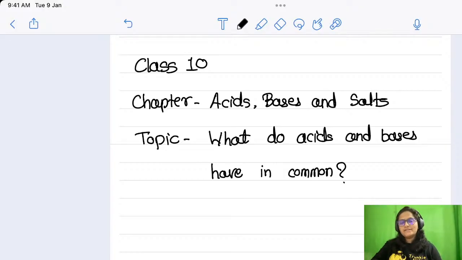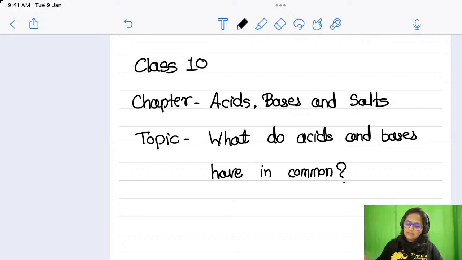Today we are going to discuss the next topic from the chapter Acids, Bases and Salts. The title of this topic is: What do acids and bases have in common? That is, we are going to discuss the further reactions of acids and bases one by one.